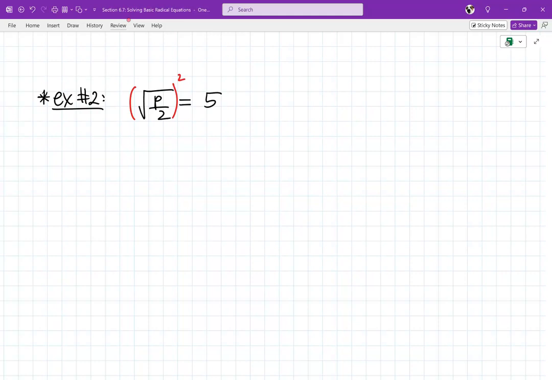So I'm just going to square both sides. So square both sides here and here. I get p over 2 equals 25. Now to solve for p, I'm just going to multiply it. The 2 times 25, p is equal to 50. And I'm done.